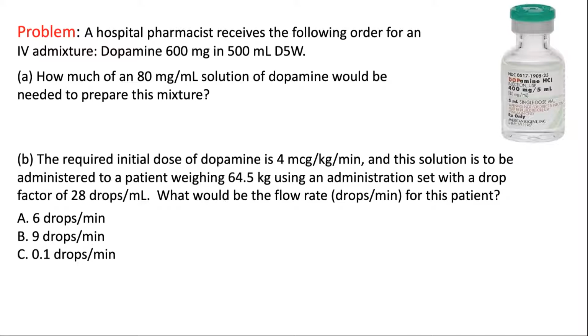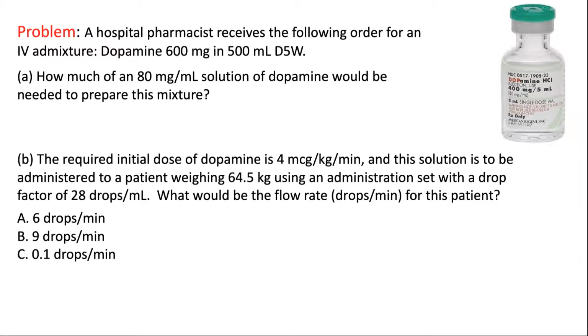I like this in the sense that it is a straightforward, typical IV admixture question. So let's see if we can answer this one without too much difficulty. The problem says, a hospital pharmacist receives the following order for an IV admixture. The order calls for dopamine, 600 milligrams in 500 milliliters of D5W. Okay, so the first part of that says, how much of an 80 milligram per milliliter solution of dopamine would be needed to prepare this mixture?